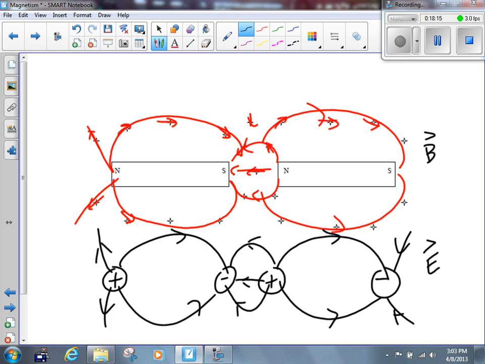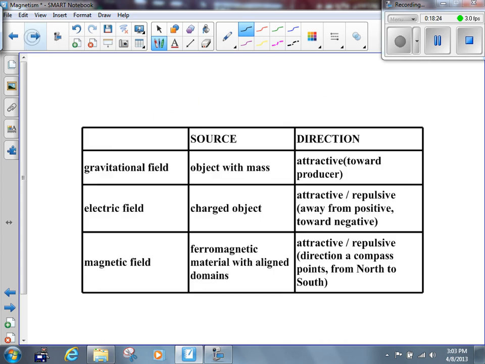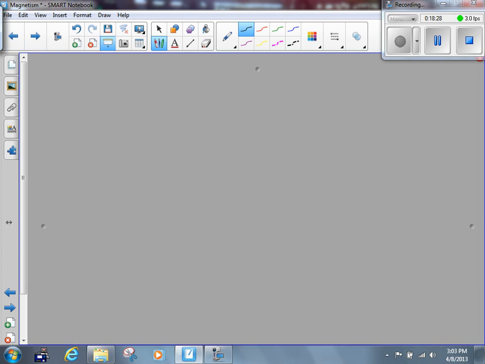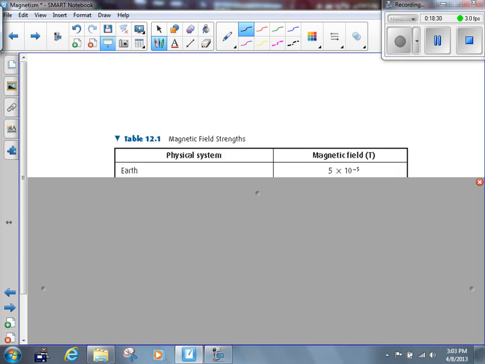Now, there are certain averages that we can find, or certain averages that we can assume. For instance, although it's a non-uniform field, the average magnetic field surrounding the Earth is about 5 times 10 to the minus 5 Tesla. The symbol is B, and the unit is the Tesla. It varies. It's not 5 times 10 to the minus 5 Tesla everywhere, but on average, it's about that.